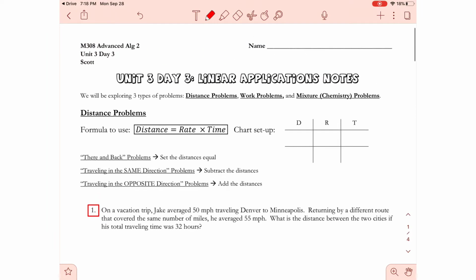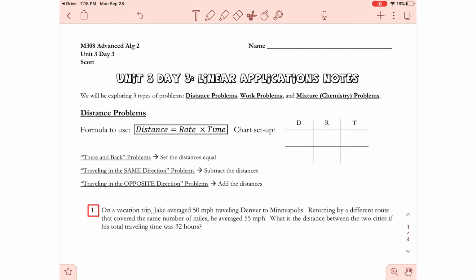Hello, students. Welcome to an introduction for Unit 3, Day 3, Linear Applications. These are more word problems, and there are going to be 3 types of word problems we go over in this unit. So, I'm going to do one of each today. This video is going to be a little longer because there's going to be a little extra explanation.